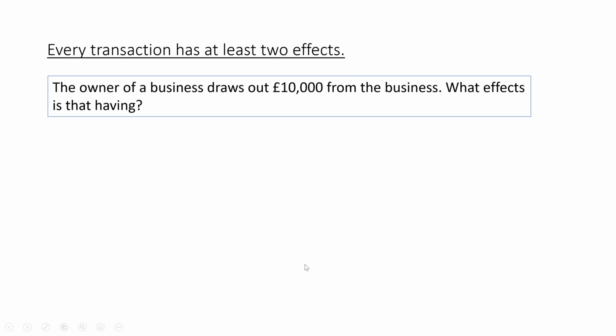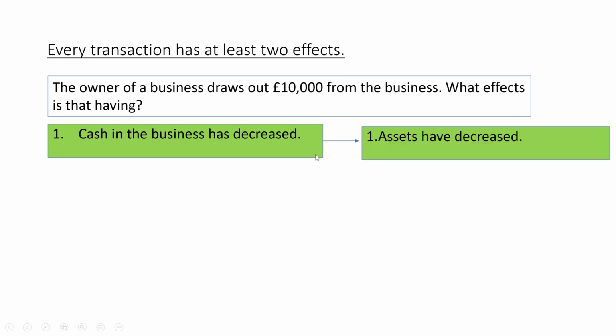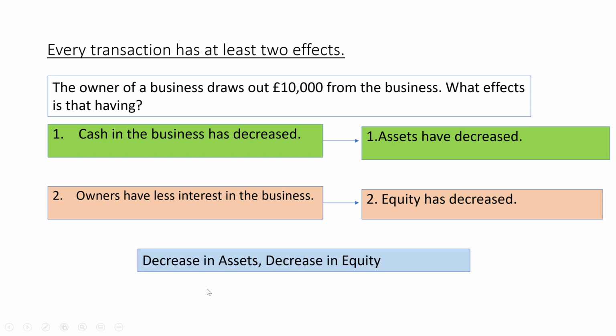Let's do another one. So this time the owner of the business draws out money from the business. So what's that going to do? Well, he's taking out cash. The cash is going to reduce, therefore a reduction in assets. But on the other hand, he has less interest in the business because less money is invested in the business. You can think of it like that. So equity has decreased. So you have this time a decrease in assets and a decrease in equity.